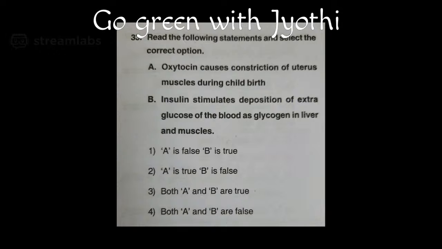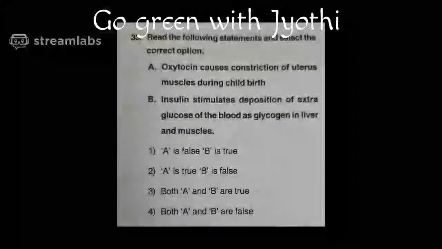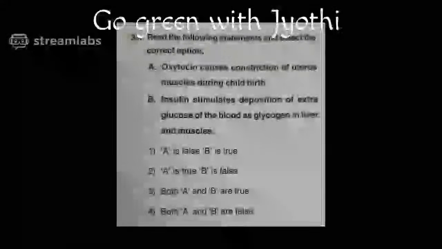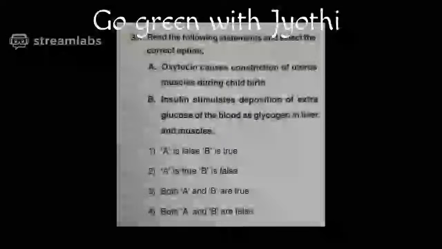B, insulin stimulates the deposition of glucose from the blood as glycogen in liver and muscles. I'll repeat. Look at the options. A is false, B is the next option. Both A and B are false. Which is the right option?